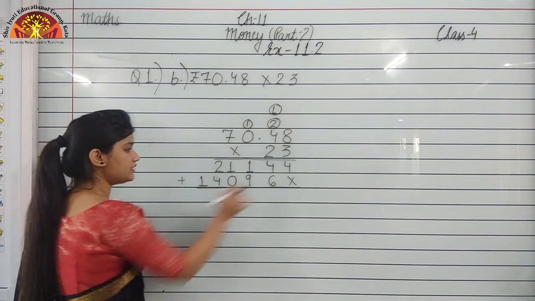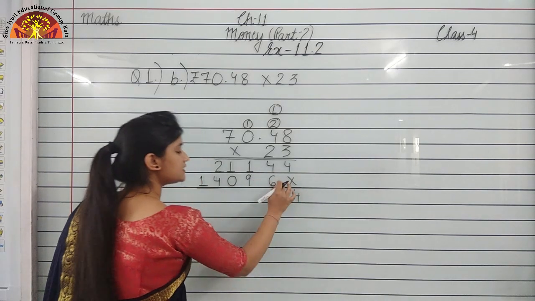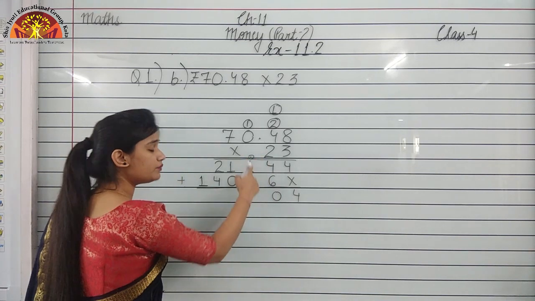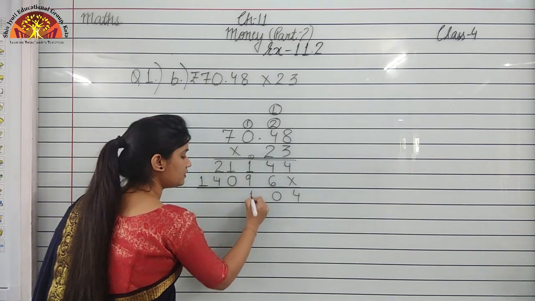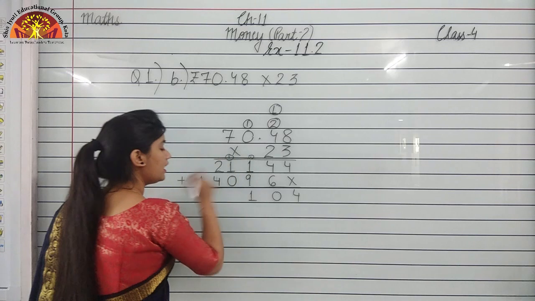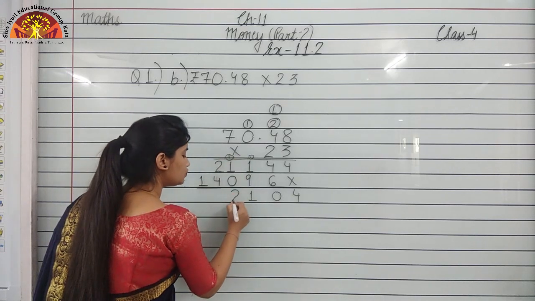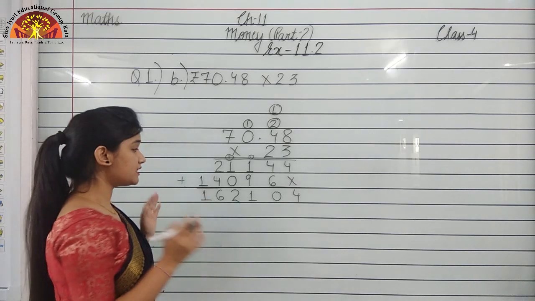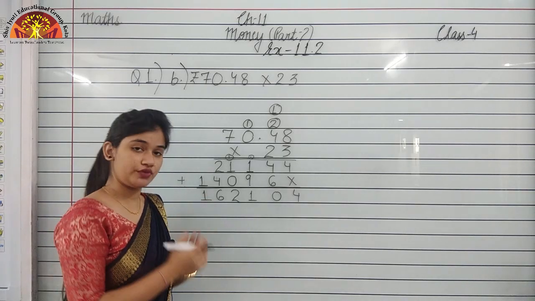Now we have to add. 4 will be as it is. 6 plus 4 will be 10. Carry 1. 9 plus 1 is 10, plus 1 is 11. Again carry 1. Then 1 plus 1 will be 2. 4 plus 2 will be 6 and 1. So this is the simple multiplication students we have done.